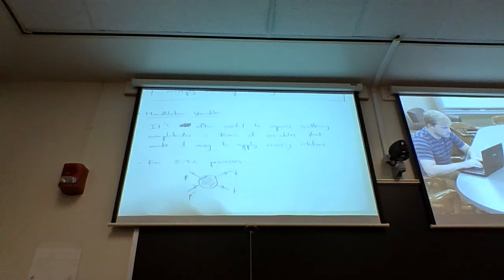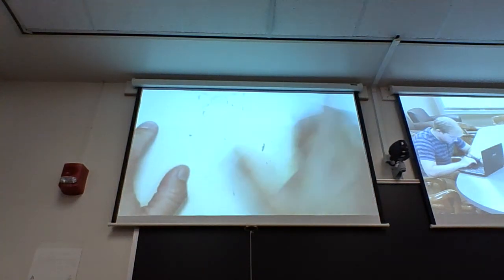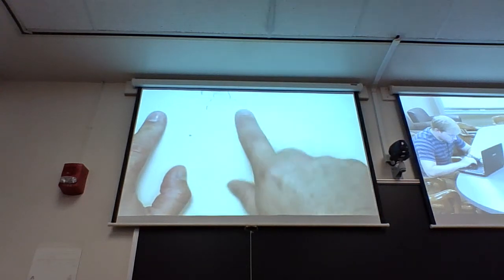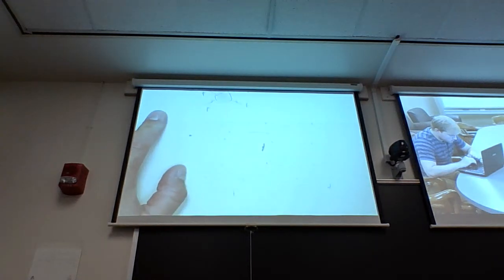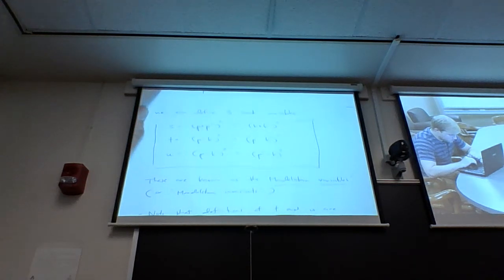All right, so we're always considering 2-to-2 processes. These invariants that I'm introducing are only good for a 2-to-2 process. If you want to compute a 2-to-3 process, you have all new invariants. So we define, here I have my initial state. It doesn't matter what kind of particles they are. So I have P and P prime incoming and K and K prime outgoing. And these Mandelstam variables or Mandelstam invariants are defined like this.